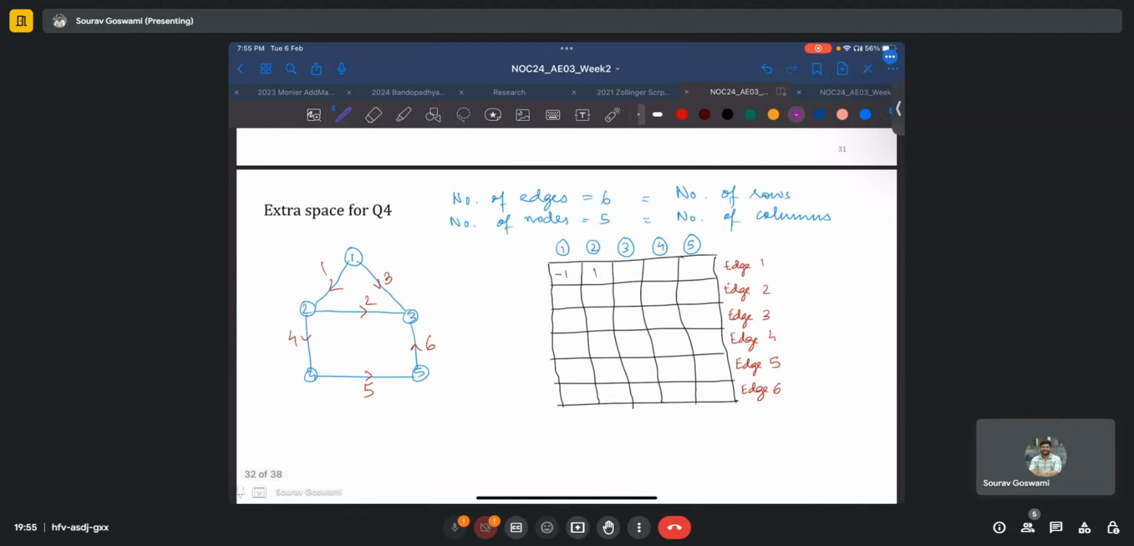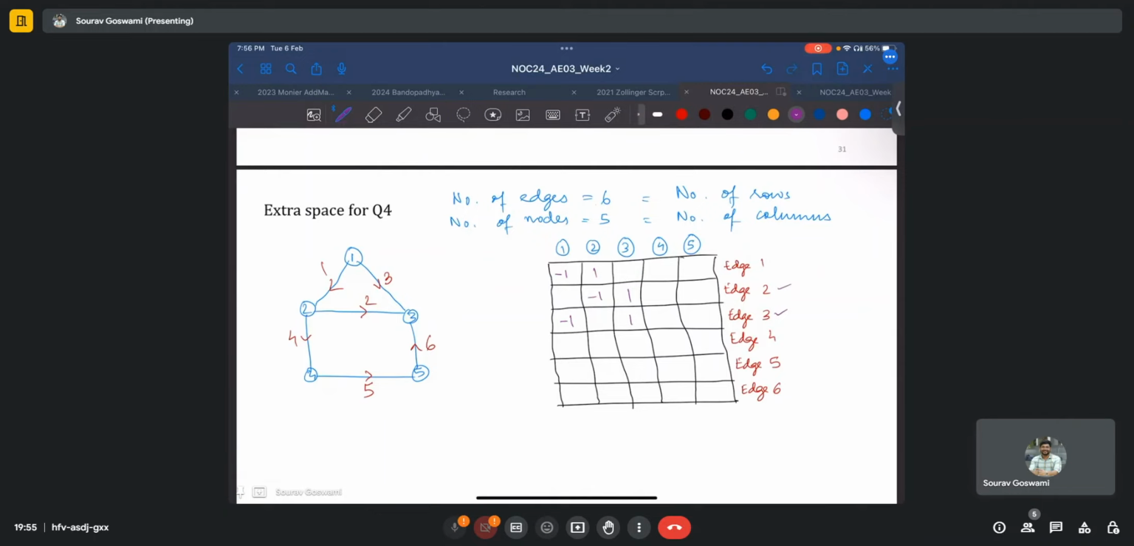For edge 2, it goes from node 2 to node 3. So in the row corresponding to edge 2, for the column corresponding to node 2, we put -1. For the column corresponding to node 3, we put +1. Edge 3 goes from node 1 to node 3. So corresponding to node 1, we put -1. Corresponding to node 3, we put +1.